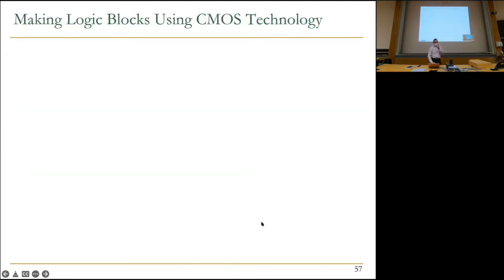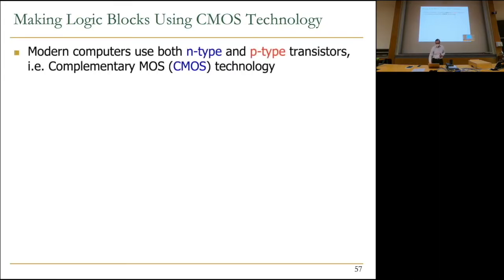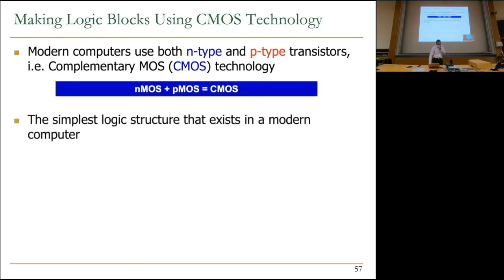So how do you make logic blocks using CMOS technology? Now I introduced another term, CMOS. MOS was metal oxide semiconductor. C is complementary, meaning you have to have both P and N type, and you have to use them in a complementary fashion. Let's see what I mean. Well, I think I said this already. Modern computers use both N-type and P-type using CMOS technology. NMOS plus PMOS is CMOS.